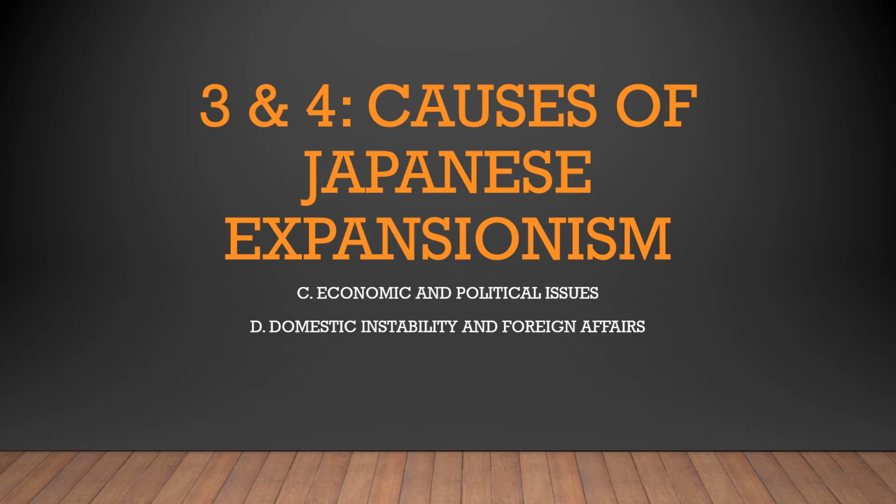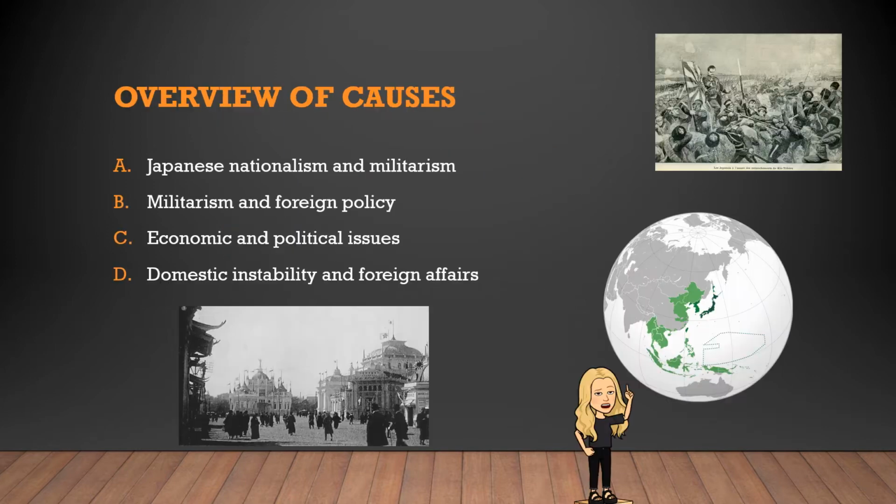In this last section, we're going to cover the third and the fourth cause of Japanese expansionism, and that would be C, economic and political issues, and D, domestic instability and foreign affairs.